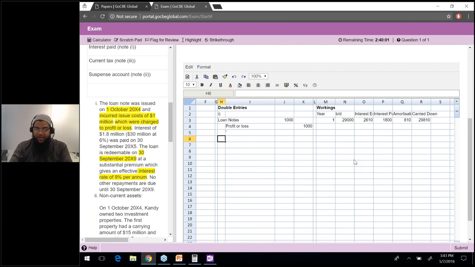Now I'm writing an accounting entry as finance cost debit, bank credit, and the loan notes credit. By what amount? Finance cost debit by 2,610, bank credit by 1,800, and financial liability credit by 810. So this will increase my financial liability. 30,000 minus 1,000 plus 810 will bring my liability to 29,810. So this was expected from the students in adjustment number one.